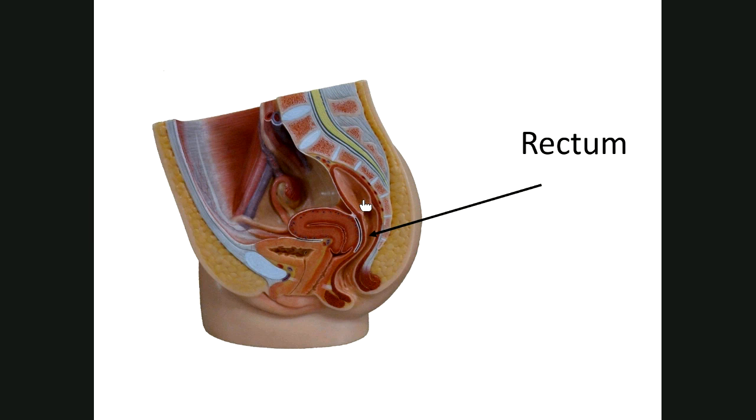This is a female model, one, because I don't see any external genitalia resembling a male, but I see a uterus here. And in front of that, I see the urinary bladder. I also see the fallopian tube and the ovary.